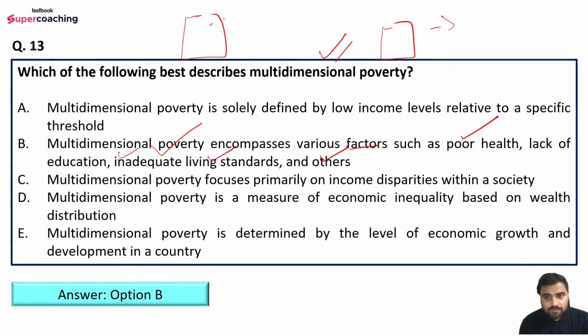तो यहाँ पे poor health भी है, lack of education is also there, inadequate living is also there, you are not having a regular source of income, so there are multiple dimensions to the poverty and that is why it is known as multi-dimensional poverty, because poverty is not associated with any single dimension, rather it is associated with multi dimensions and that is why it is known as multi-dimensional poverty. Clear hai? Let's read this.